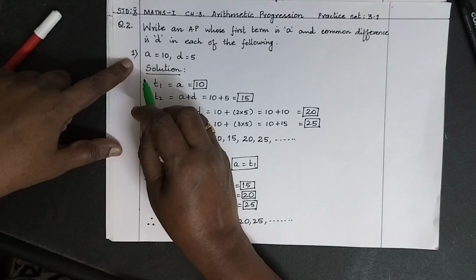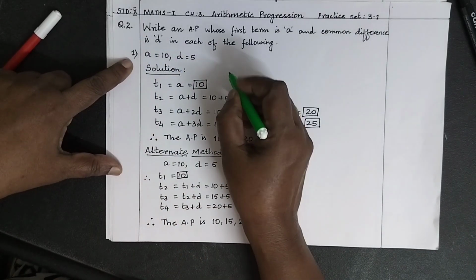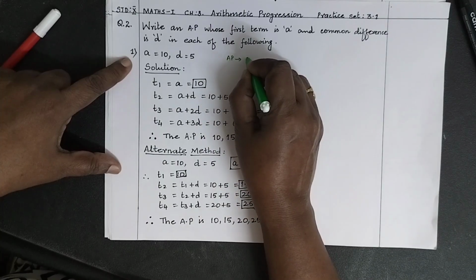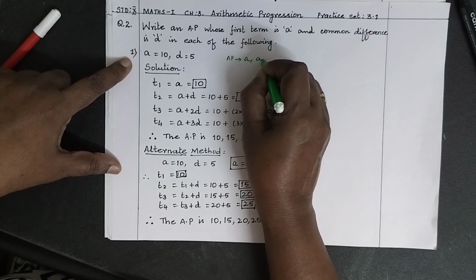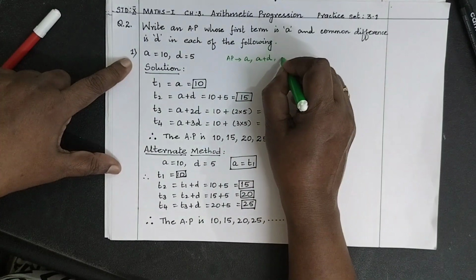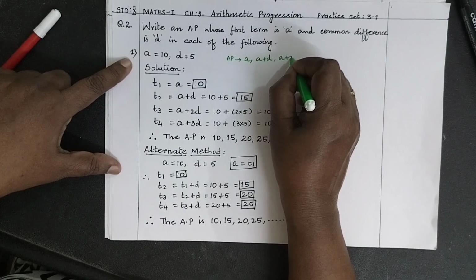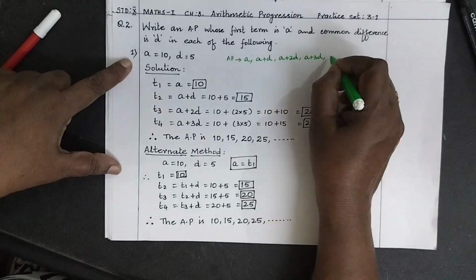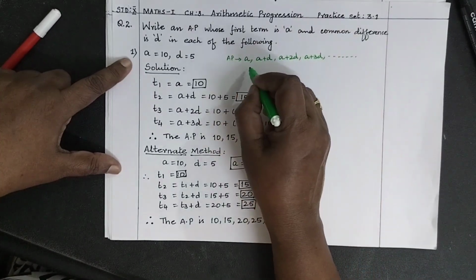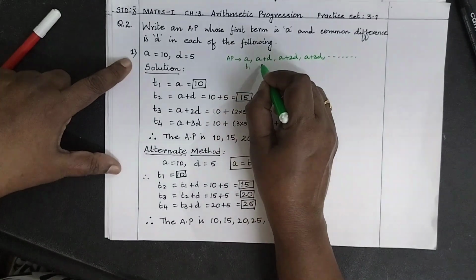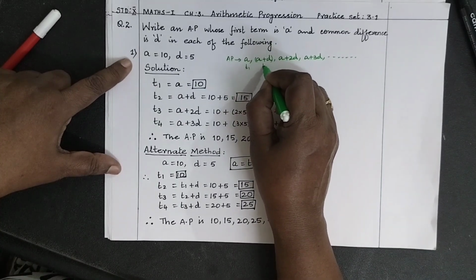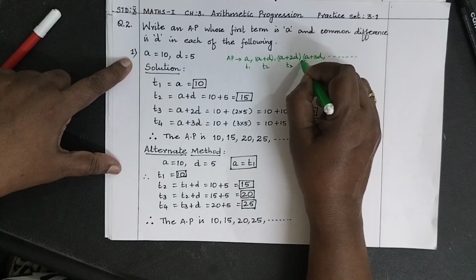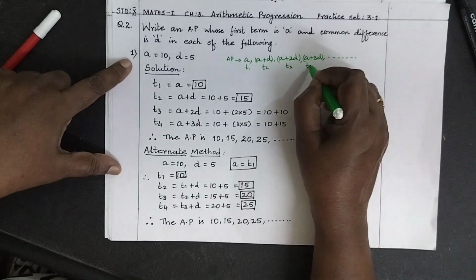When first term A and the common difference D are given, then the AP will be A, A plus D, A plus 2D, A plus 3D, etc. So this is the first term, this is second term, and this will be third term, and this will be fourth term, and so on.